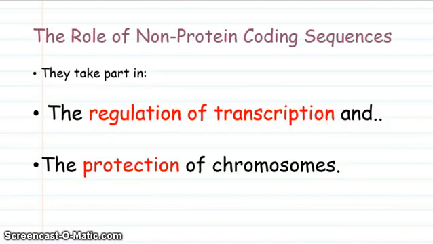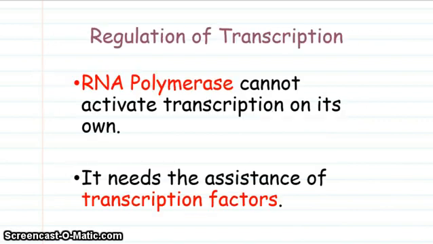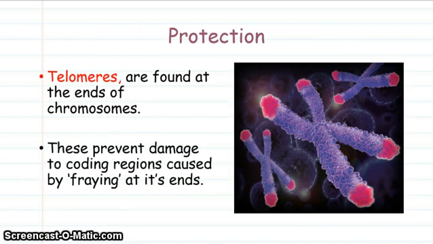Now, if we look at these non-protein coding sequences, they're involved in the regulation of transcription and protection of chromosomes. In terms of regulation of transcription, RNA polymerase, the enzyme which transcribes a primary transcript of mRNA from the DNA template, can't do it all alone. It needs transcription factors to assist in that. In terms of protection, telomeres, which are repeating sections of non-coding DNA, are found at the ends of the chromosomes, like so. Every time a cell divides, when these chromosomes are pulled apart, a tiny bit of those ends fray off, and essentially telomeres are associated with the aging process.